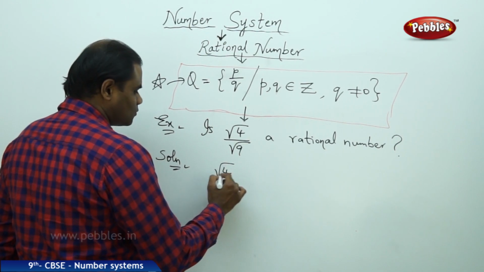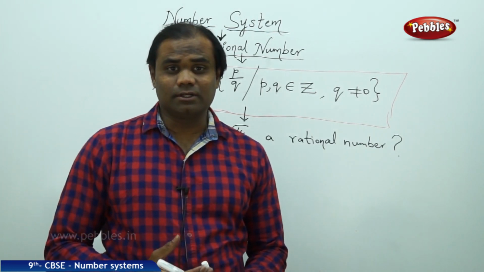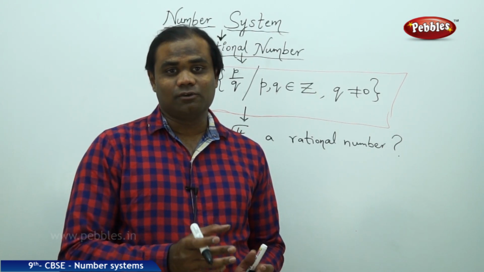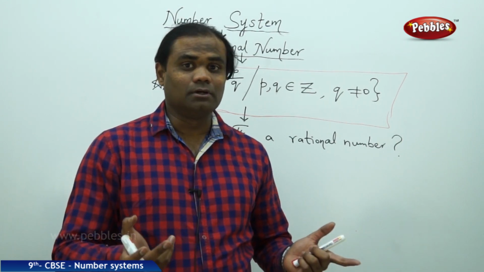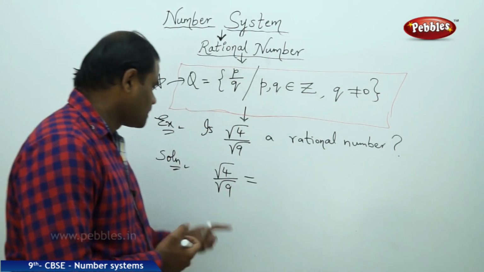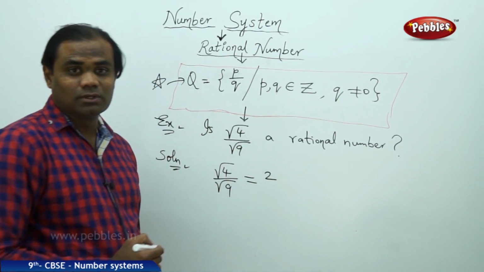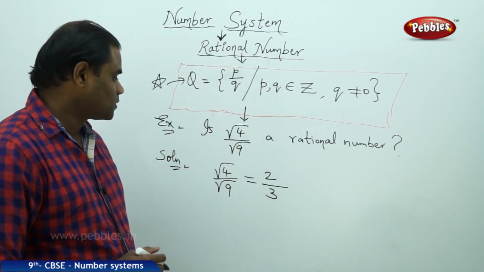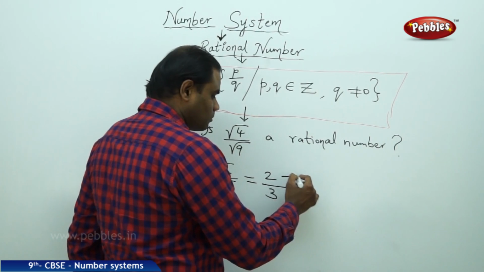Now the given question is √4/√9, which can be further simplified. As we have discussed in previous sessions, a number needs to be completely simplified before we decide whether it is a rational number, natural number, whole number, integer or any other number in mathematics. So let's simplify: √4 can be written as 2, because 2 square is 4, and √9 is 3, 3 square being 9. So the simplified form of √4/√9 is 2/3, which cannot be simplified further.